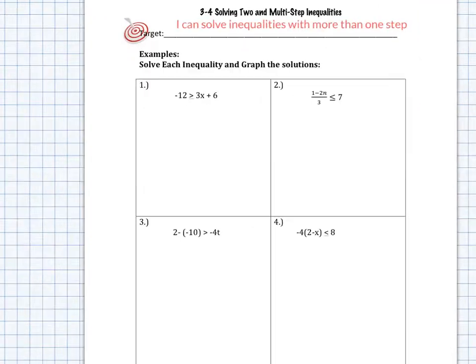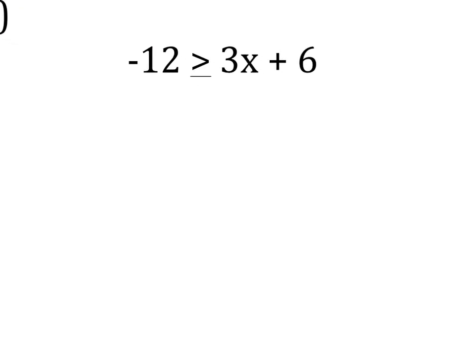So diving right in here, we've got negative 12 is greater than or equal to 3x plus 6. I've got two things happening to x. I'm multiplying by 3 and I'm adding 6. I've got to get this down to x. So remember, the first thing you want to do is combine your like terms. Like terms here would be negative 12 and 6. So I've got to get the 6 off of the right side.